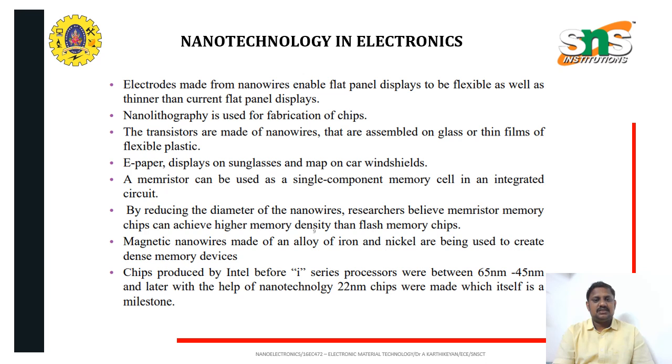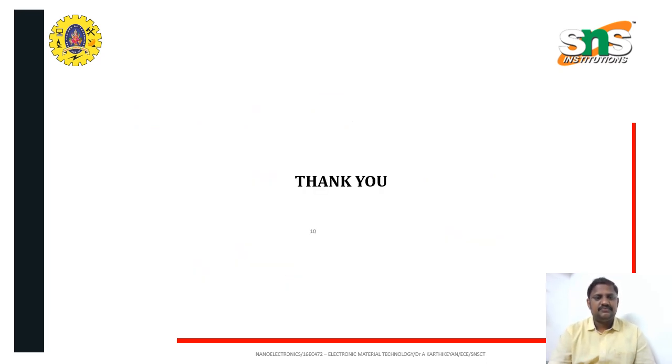We can use nanotechnology devices for the packaging process, and nanowires assembled in glass, thin films and flexible plastics. Also e-paper, such as displays in sunglasses and maps, car window seals and windshields, where we can use e-paper. And we are using nanomaterials in many, many applications in electronics. Thank you.